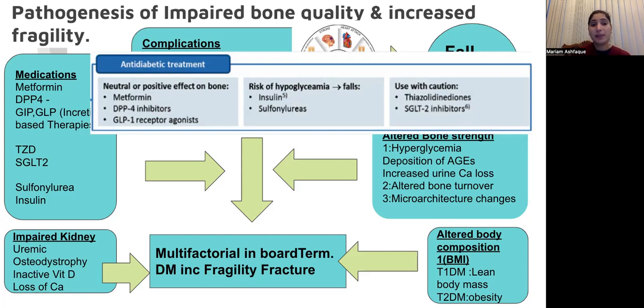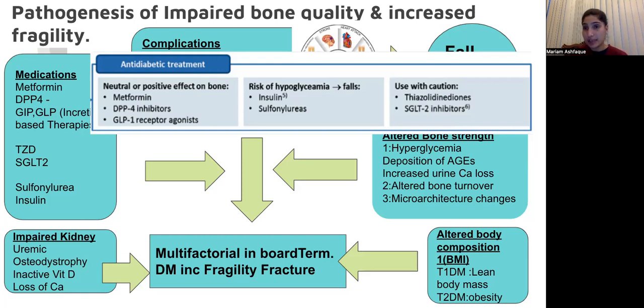And the others are the DPP-4, the dipeptidyl peptidase inhibitors, and the glucagon-like peptide receptor agonists. These also have a neutral or positive effect. For GLP, we use them in the USA, except for exenatide. So these two also have a good contribution. And for TZDs, there is one clinical trial which mentioned pioglitazone and rosiglitazone.